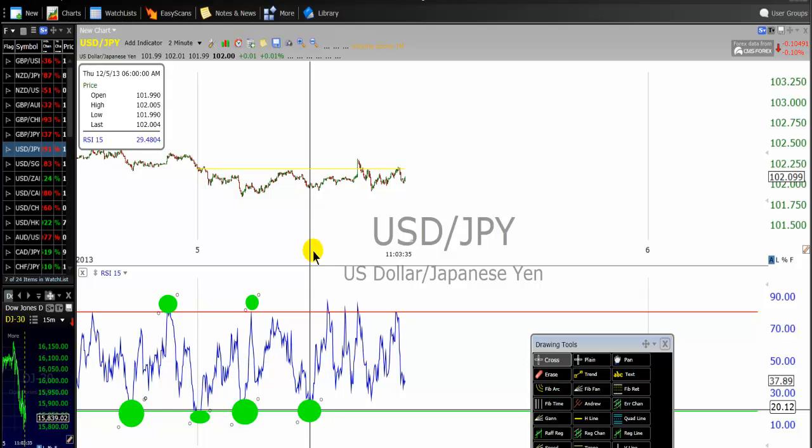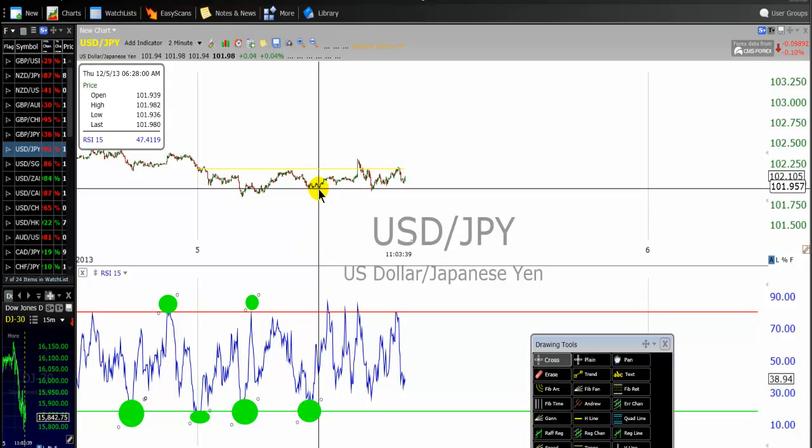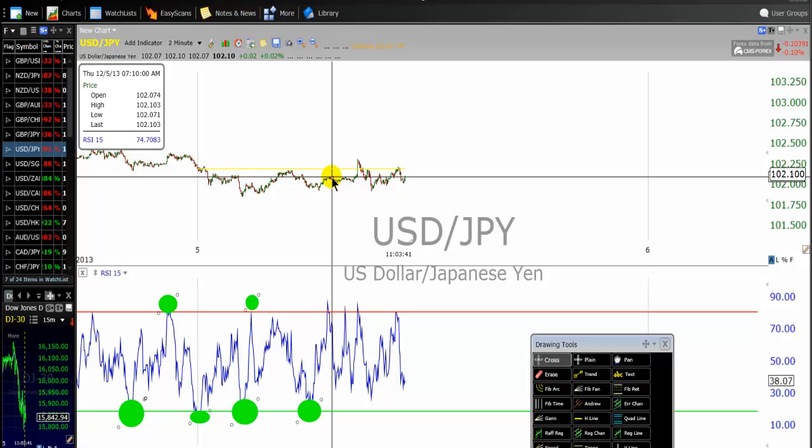Now the RSI period 15 dips below the 20. That's a buy signal. The price staggered a bit, but finally went up. We'll take our first profit right here as the price reaches the first and nearest support level. We are looking for 1 pip, 2 pips, 3 pips. These are computers taking this trade.